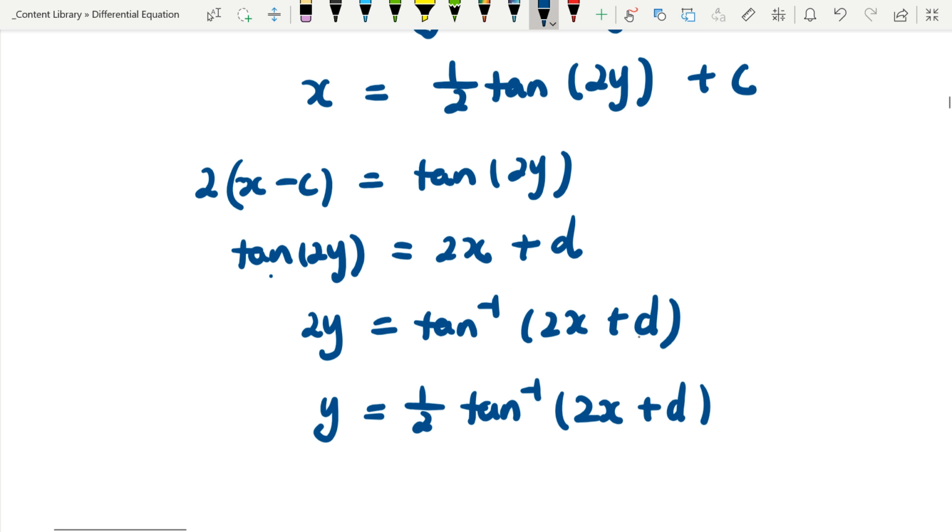Okay, so what we have is this one. y equals half tan inverse of 2x plus d. You could write 2x minus 2c, but think about when you substitute a point in. You just solve out different c and d values. Your final answer will be exactly the same. So there's no difference.